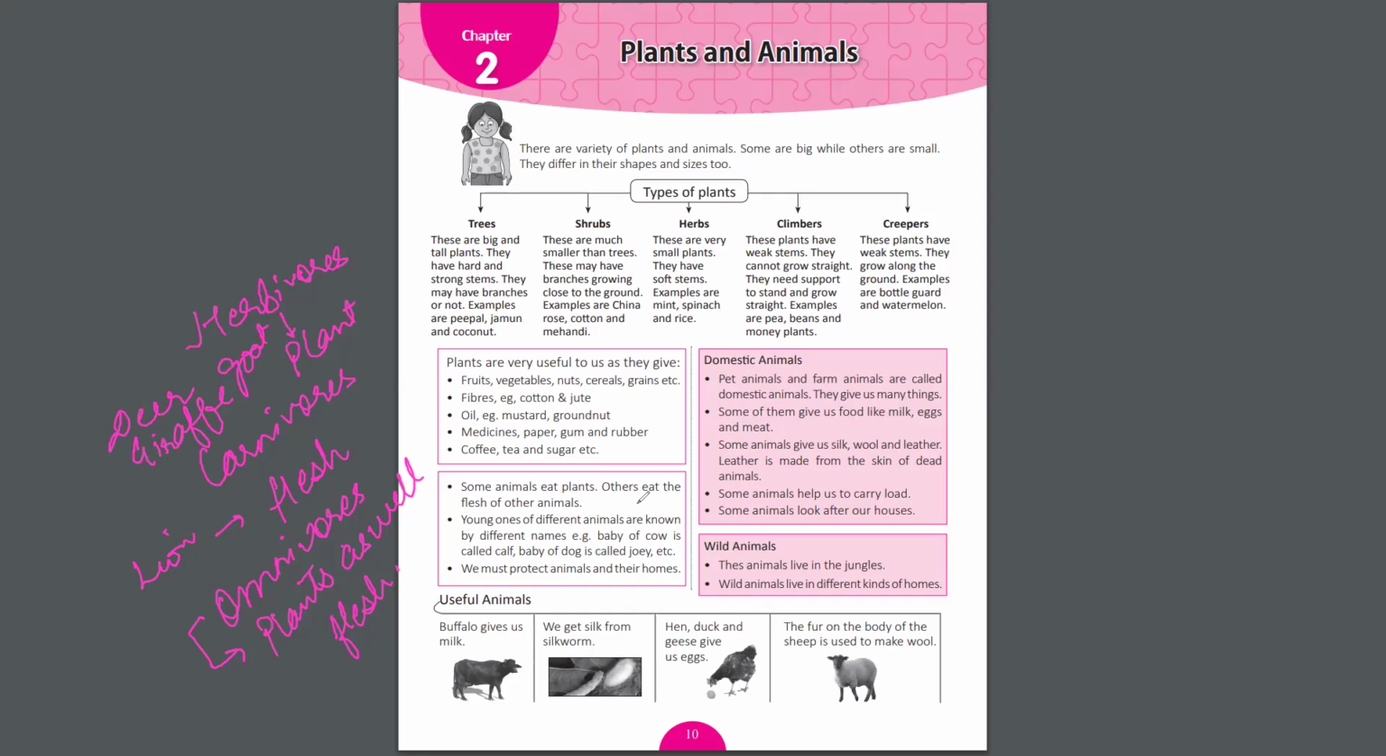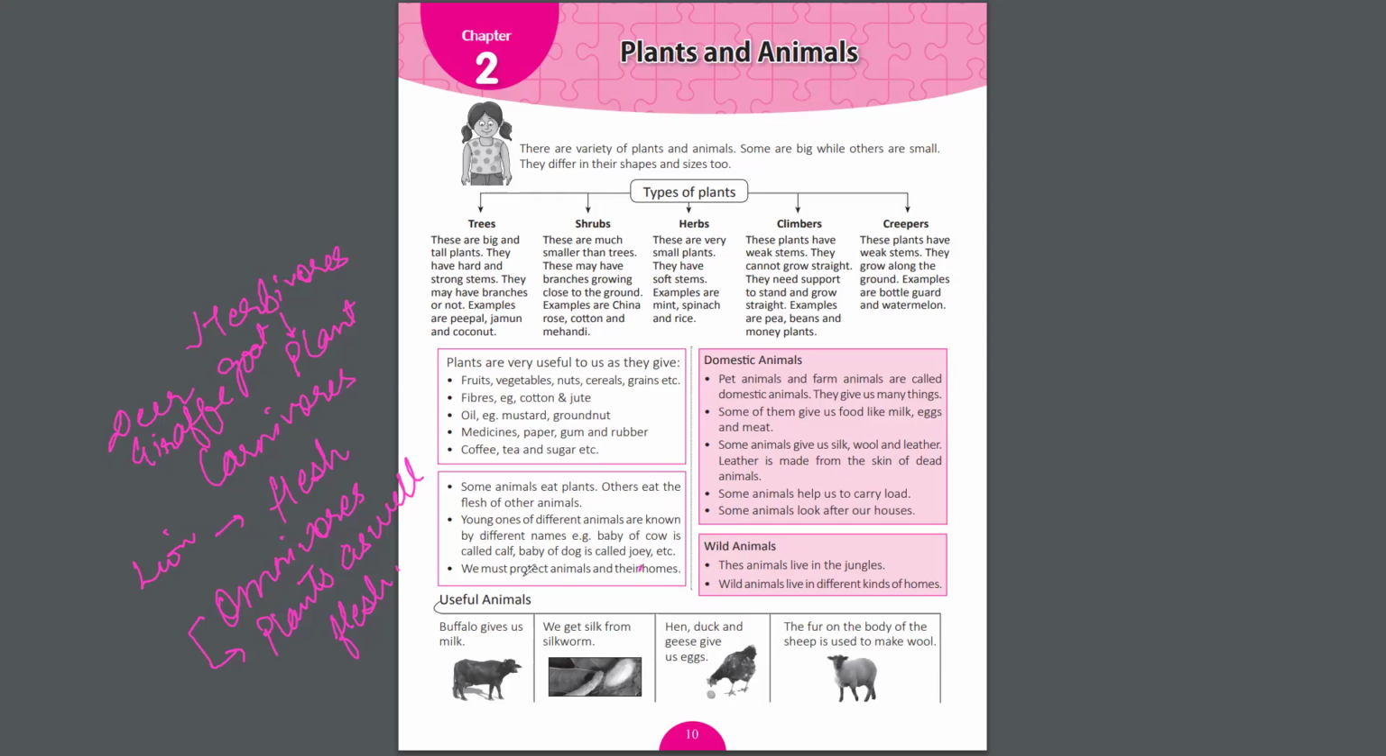So young ones, different animals are known by different names. Baby of cow is called calf. Baby of dog is called puppy.